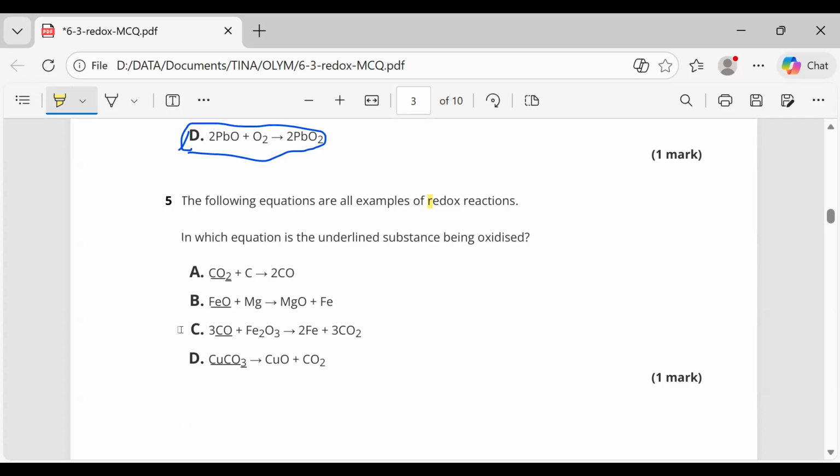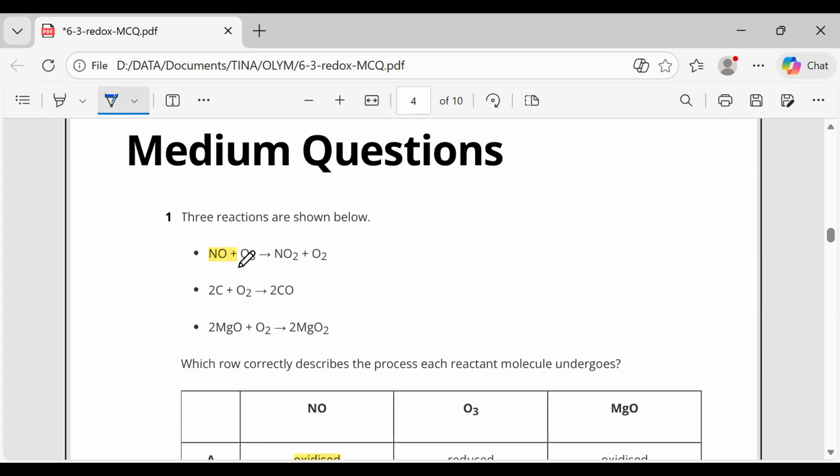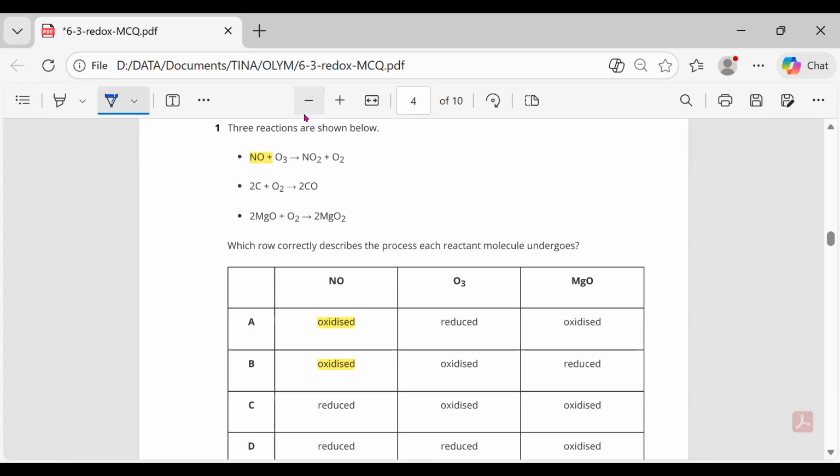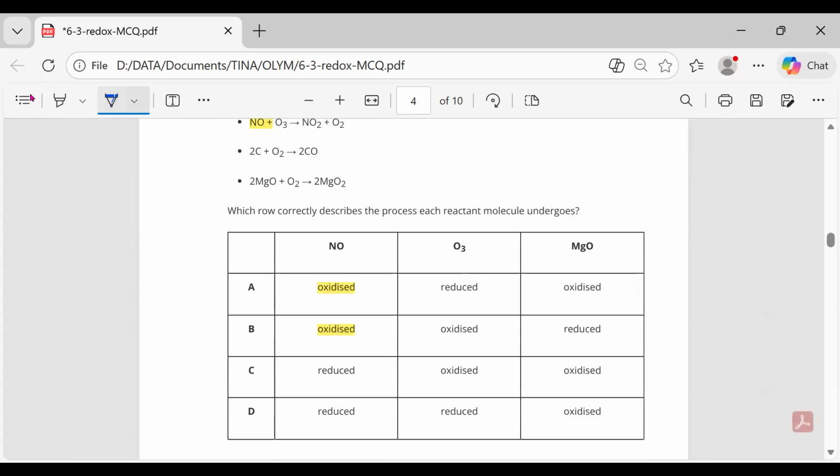You know why? Because CO becomes CO2. Okay, this is the one. NO is oxidized, correct. O3 is reduced because it becomes O2. MgO is oxidized. So the answer is A.